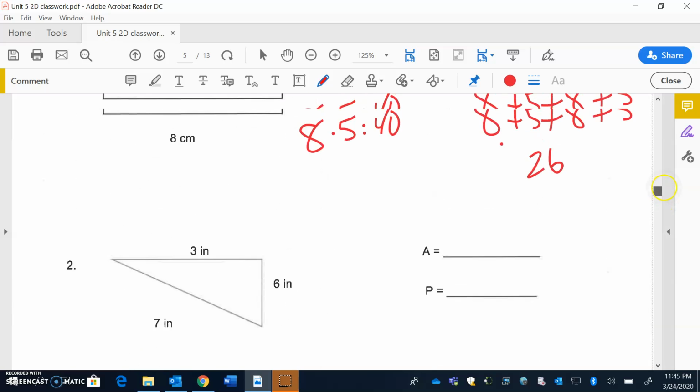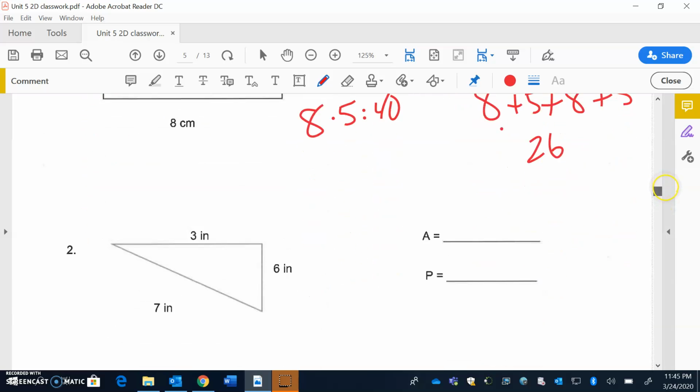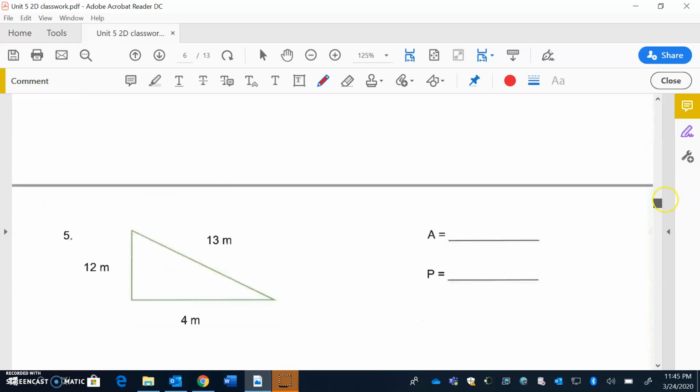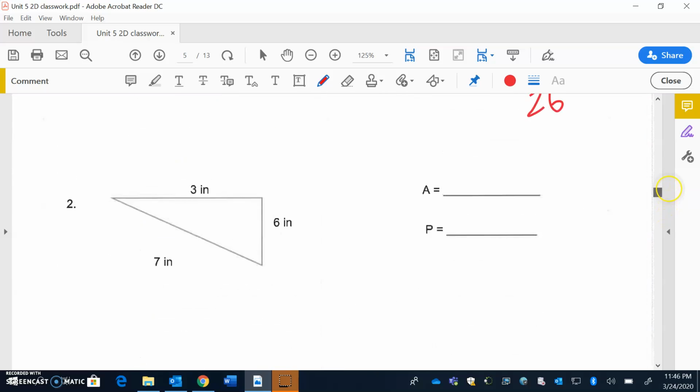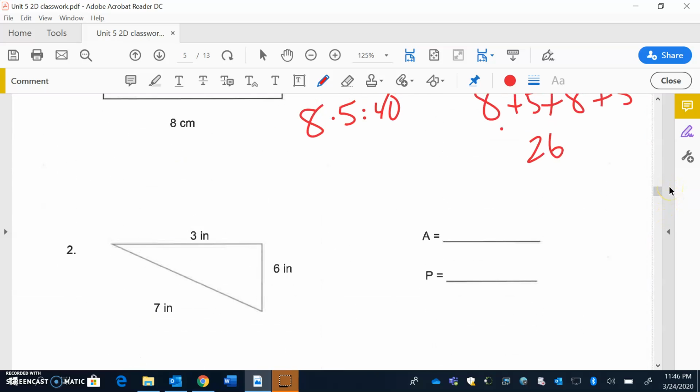We're going to do one more here. We're going to hold off on that parallelogram and look at this triangle. I'm going to take care of perimeter first. You should, by the way, have a right angle symbol in there. With your perimeter, we're adding up the sides. The triangle has 3 sides, 3 plus 7 plus 6. So 16 inches this time.